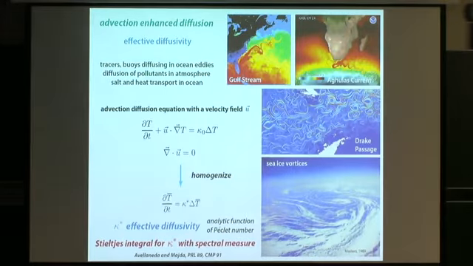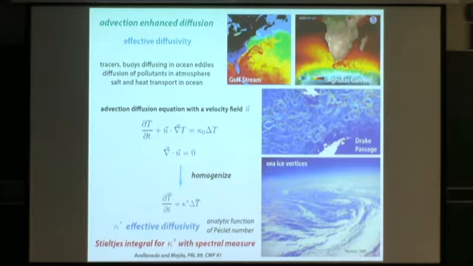And then the idea is that you homogenize this, and there's all kinds of proofs of the existence of an effective diffusivity, which is the enhanced diffusivity that takes into account all the geometry of the flow field. And here's some ocean problems and all these currents and so on.